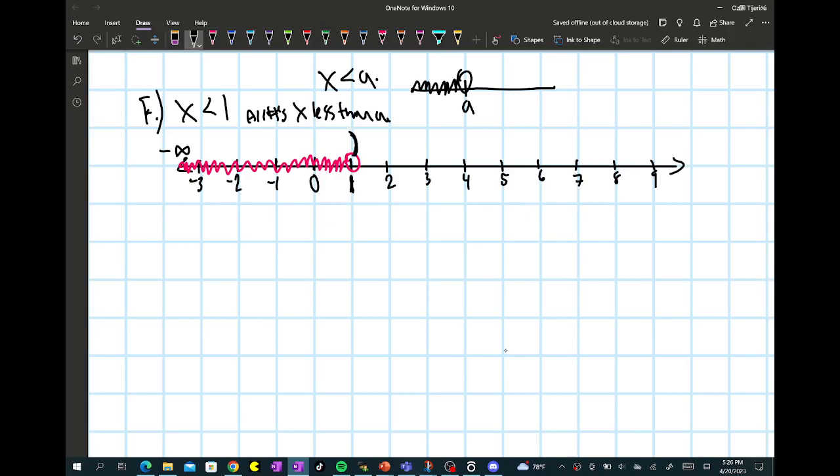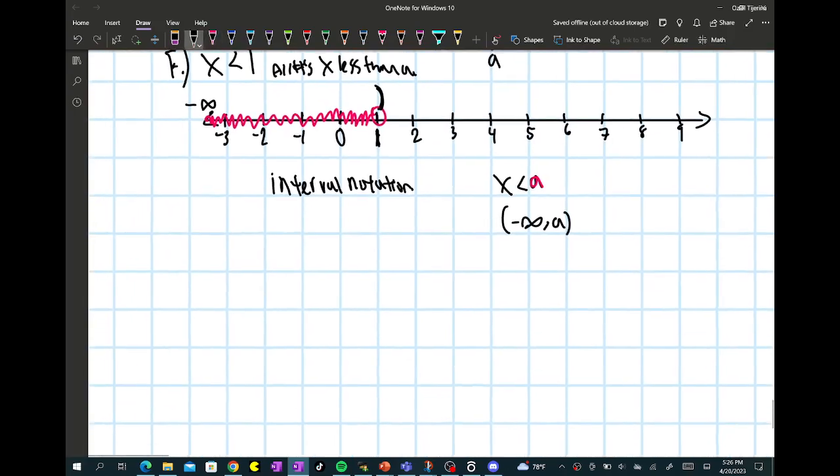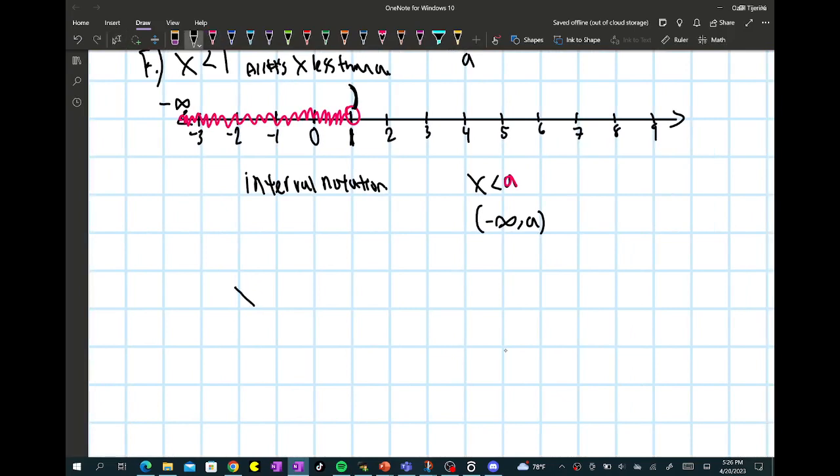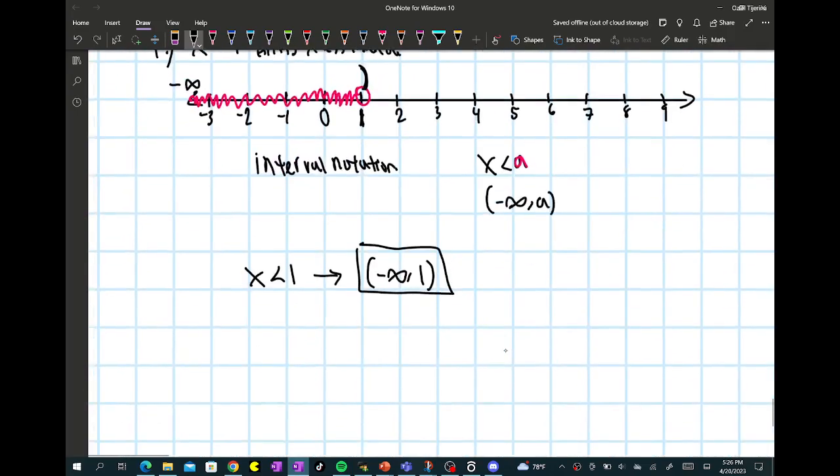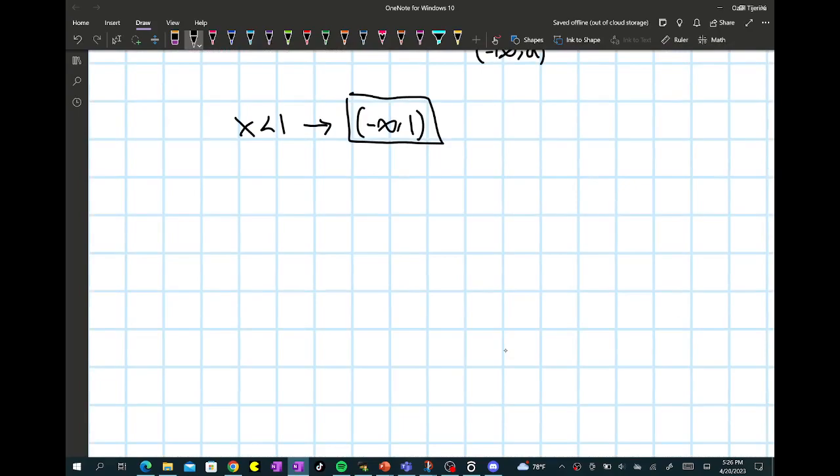So what this tells me is that in interval notation, if I have x less than a, the way that this would look is negative infinity to a, not including a, so we would put parentheses at a. So here, in this example, x less than 1, in interval notation, this would be negative infinity to 1. And this would be the answer to this one. Okay.